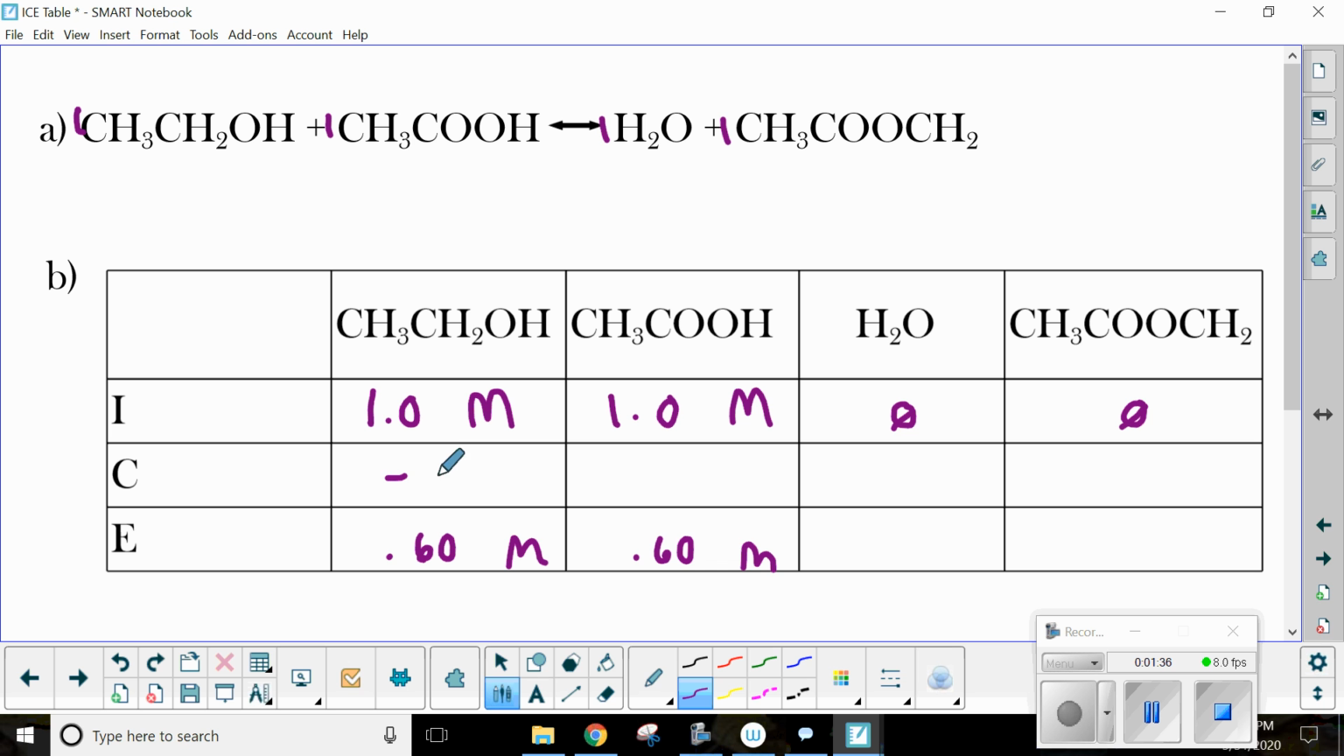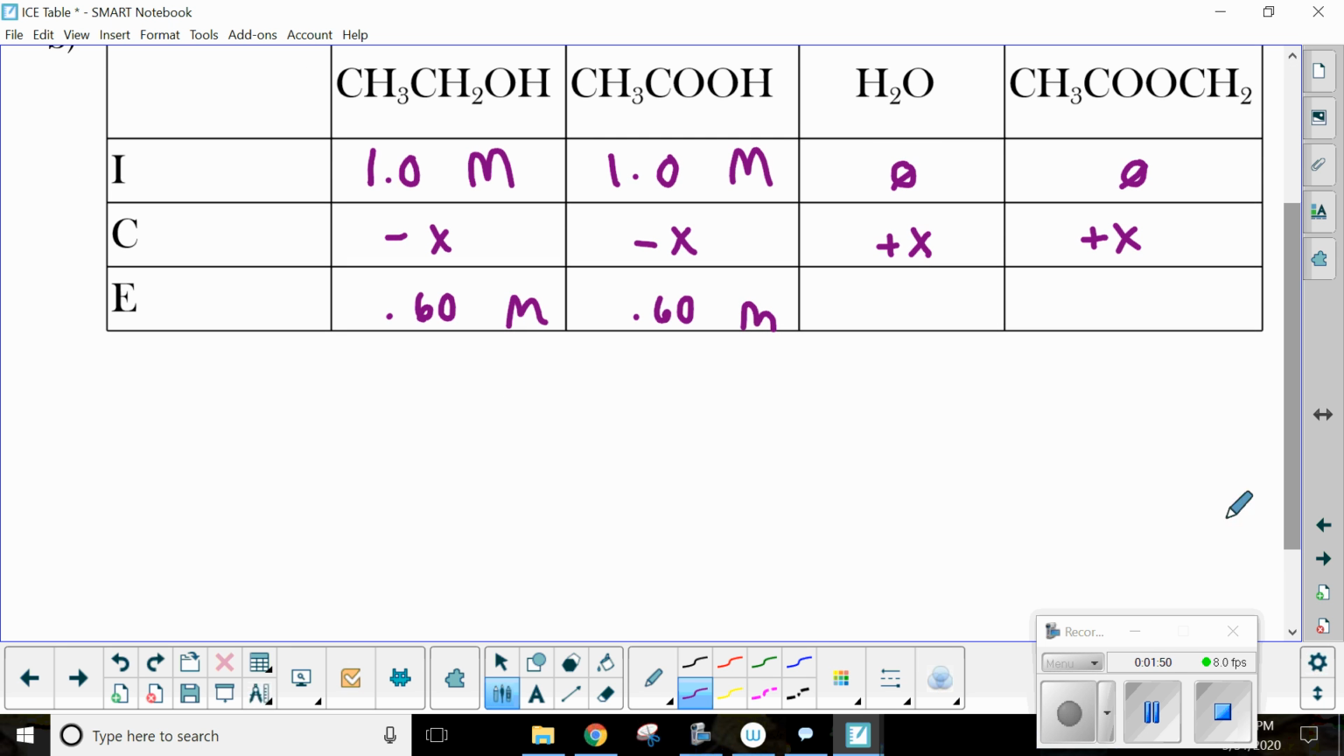I lost some X amount of moles here. I lost the same amount of moles here. And I had to gain the same amount of moles of my water. And I had to gain the same amount of moles of my ethanoate. So the goal is to figure out what X is. And so I'll see 1.0 minus X is going to be 0.6. So doing simple math here, I'm going to find that X has to be 0.40.